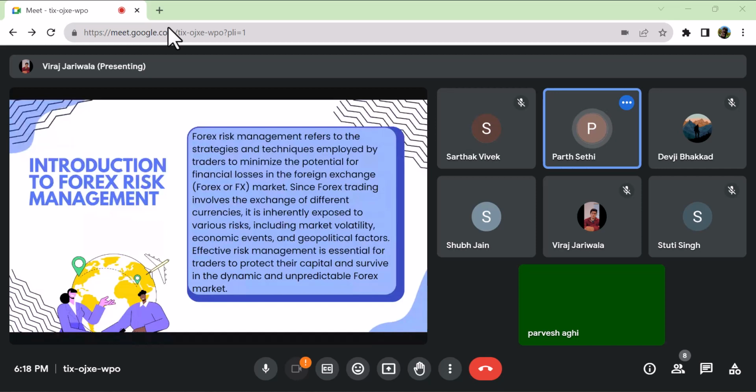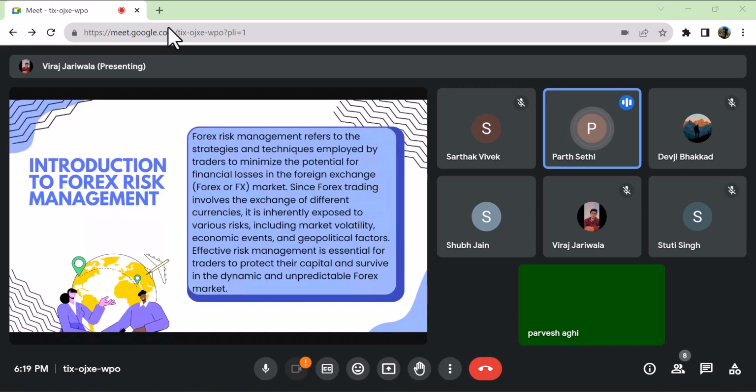So good, let's start with an introduction to Forex risk management. Forex risk management is a crucial set of strategies and techniques employed by traders to minimize potential financial losses in the dynamic foreign exchange market. Inherent to Forex trading are various risks, including market volatility, economic events, and geopolitical factors. The unpredictability of the foreign exchange market highlights how important it is for traders to effectively manage risk in order to safeguard their investment and prosper.